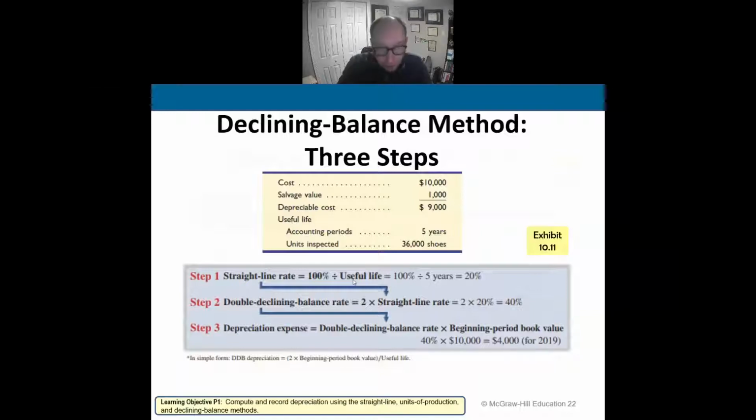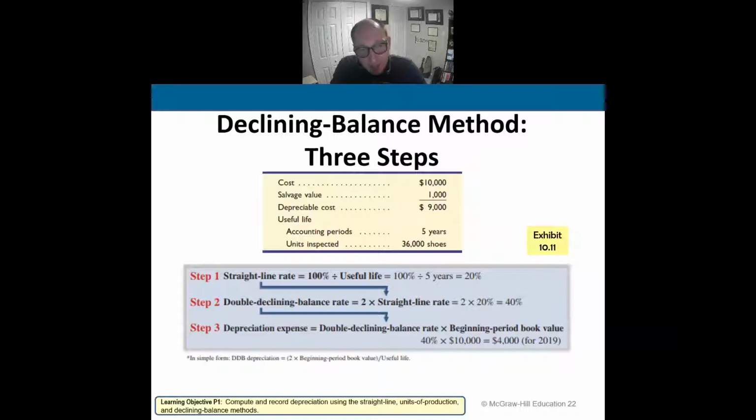The third method of depreciation is called the double declining balance method. This one's pretty easy. We take our straight line. First, we find our straight line percentage. How do we find the straight line percentage? We take 100% divided by its useful life. In this example, 5 years. 100% divided by 5 years is 20%. 100 divided by 5 is 20.